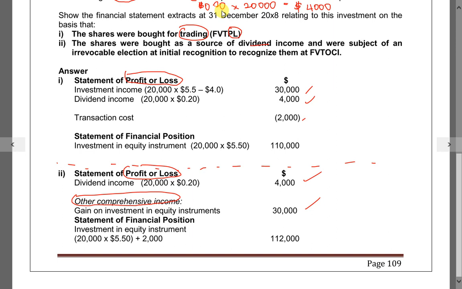Long term, yes. So two different. 30,000, one is P&L, one is OCI. Another one is transaction cost, because it's fair value through profit and loss, the transaction cost goes to P&L. But if it's OCI, the transaction cost is included as part of the investment cost, an asset.